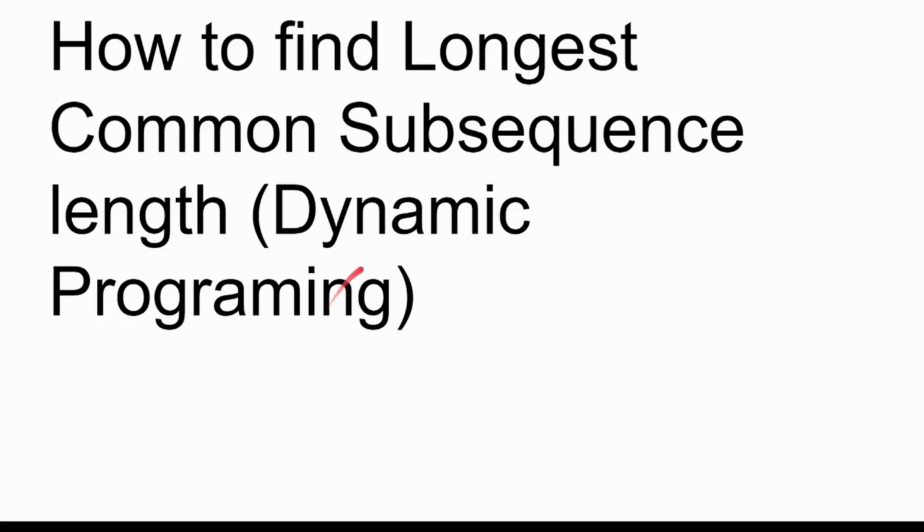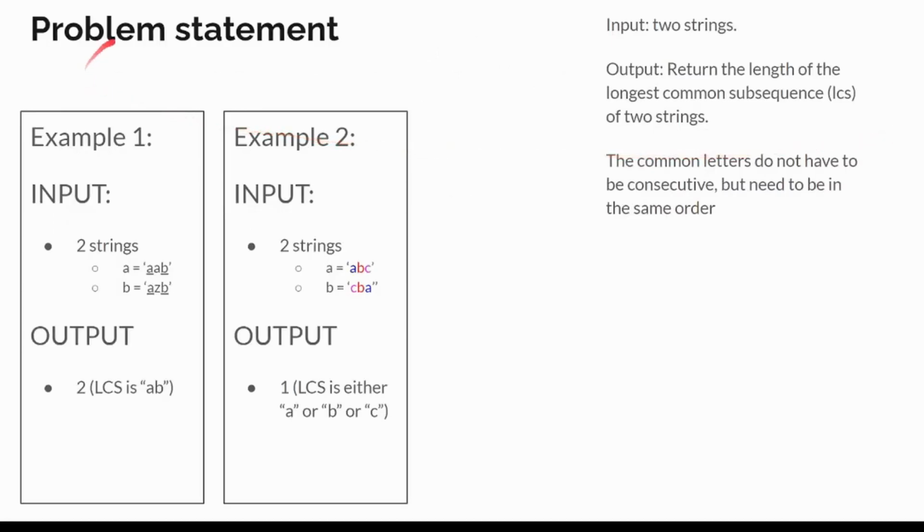How to find the longest common subsequence using dynamic programming. Problem statement. The input is two strings, the output is the length of the longest common subsequence of the two strings. The common letters do not have to be consecutive, but do need to be in the same order.